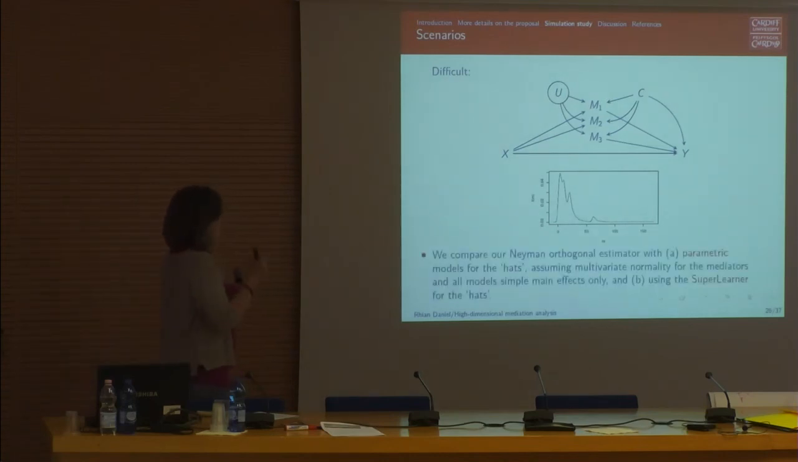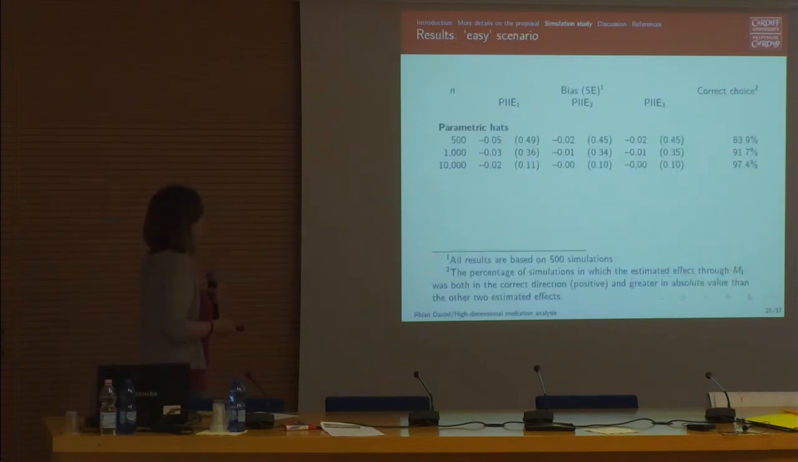So then I've just compared the name, both estimators are the Neyman orthogonal estimators, the complicated one that I showed. But in the first instance, I just put my parametric fits in for all of the hats. And in the second one, I put the superlearner fits. And so in the easy situation, where the parametric models are in any case correctly specified, we see that the parametric hats, if you like, when we put our parametric hats on, we do a perfectly reasonable job.